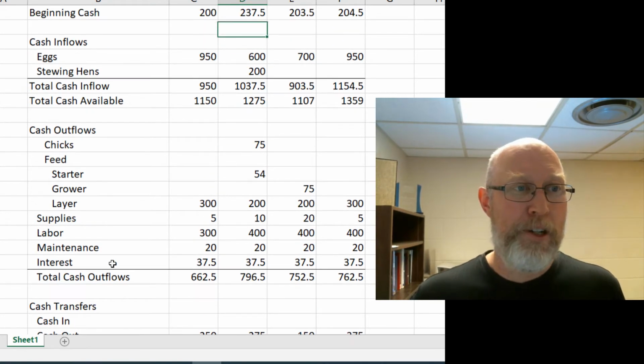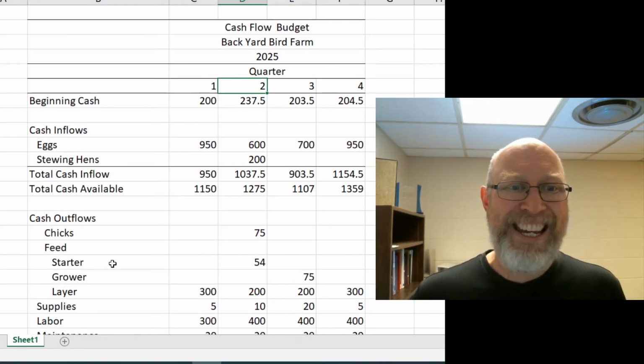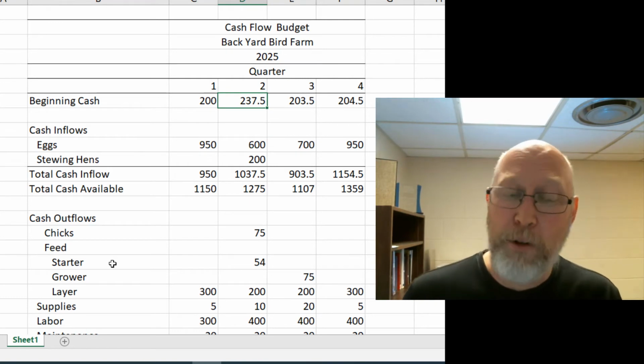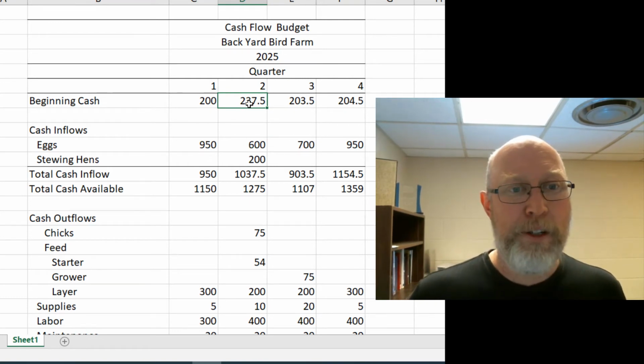Let's go to the top of our spreadsheet. And we have a beginning cash of 237.5. I'm going to click on the formula so you can see that.